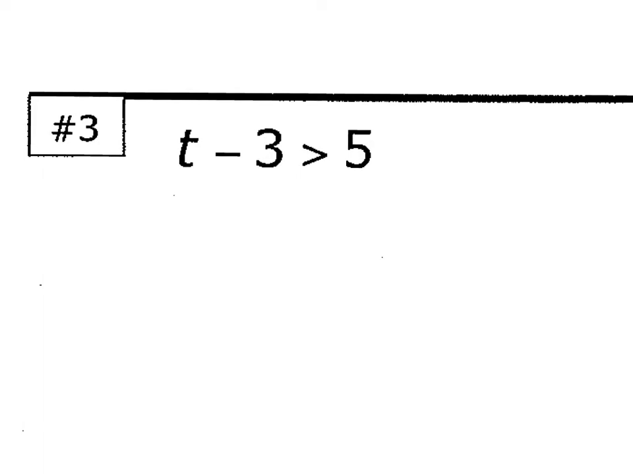And this one, we need to undo this subtraction with addition. So we need to add 3 on both sides. And since we're not multiplying or dividing by a negative on both sides, we can keep the inequality going in the same direction, and we get t is greater than 8.